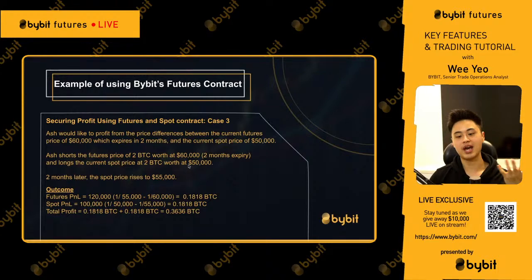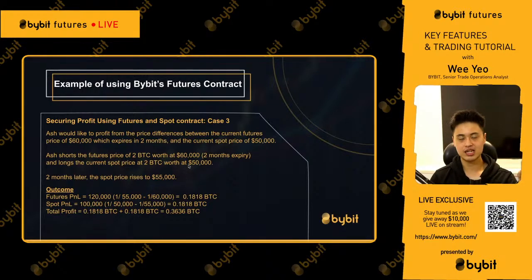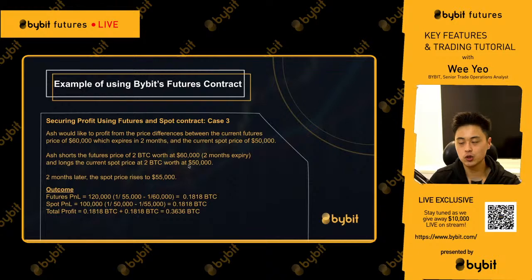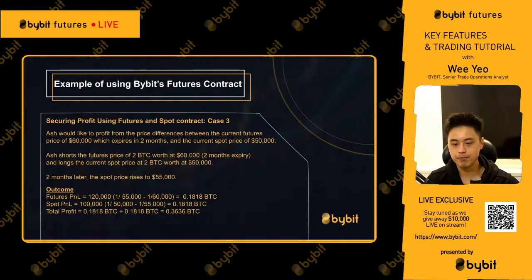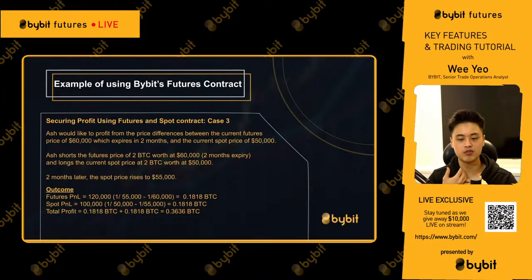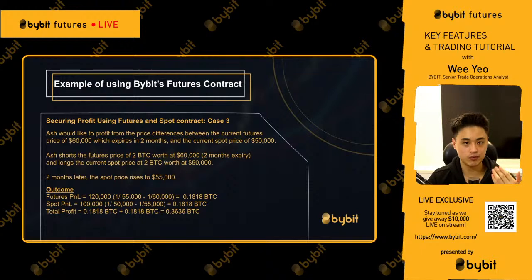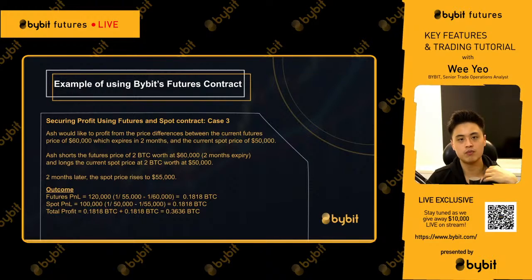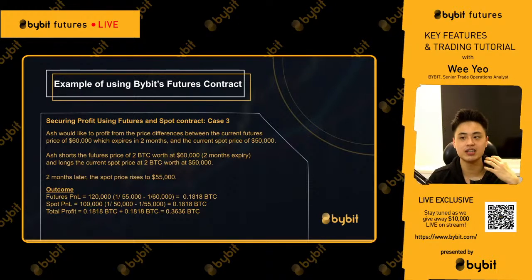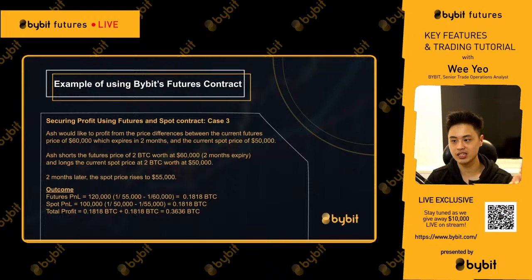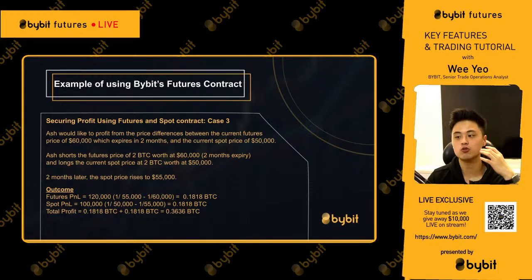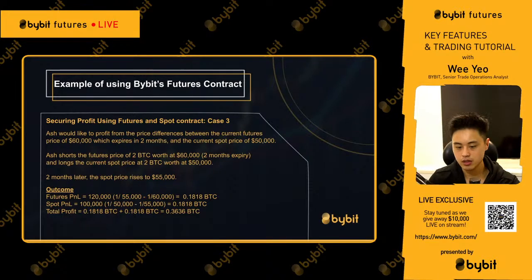So this is a very simple illustration of how users actually use futures contracts to perform a hedge, using futures and also the spot. So this is maybe for beginners, where you would like to perform a hedge, and you can make use of this understanding. If you would like to find out more about this or need further explanation, do reach out to our sales as well, and we are more than happy to share and explain to you again.